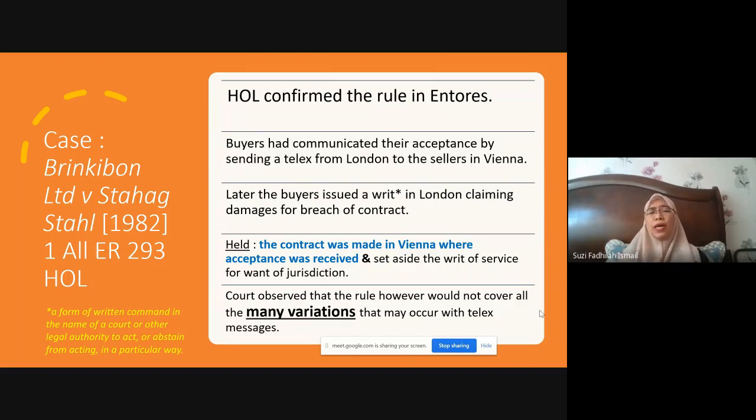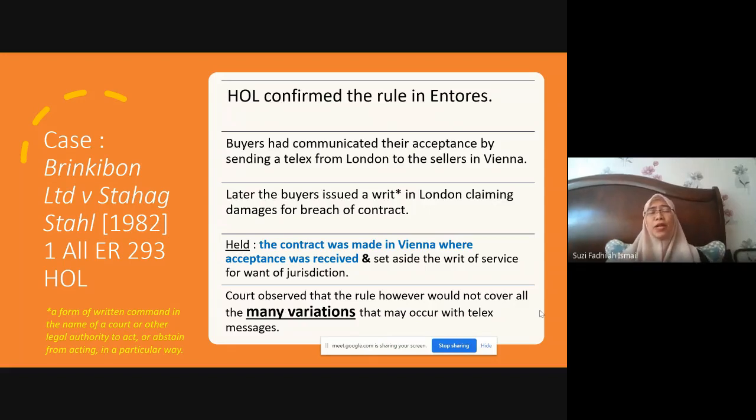Here, the filing wasn't properly done. The court cannot proceed. The case cannot proceed in London. So the court set aside the writ of service for lapse of decision. The court doesn't have jurisdiction, authority to hear the case. It has to be properly filed in Vienna rather than London. How to do it? Go and find counsel in Vienna or whatever.